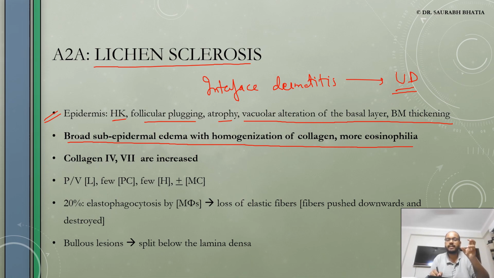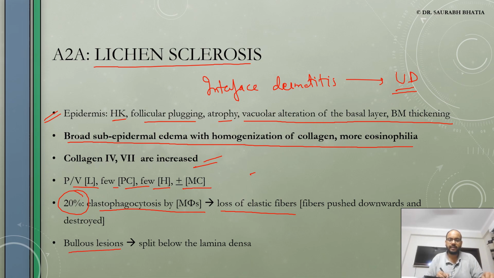So, there's broad edema and homogenization of collagen. Collagen types 4 and 7 are increased. The cells include perivascular lymphocytes, few plasma cells, few histiocytes, with and without mast cells. In 20% of the cases, there can be elastophagocytosis by macrophages. So macrophages essentially eat up the elastic fibers, leading to loss of elastic fibers. The fibers are pushed downwards and they are destroyed by the macrophages. So the elastic fibers might be lost.